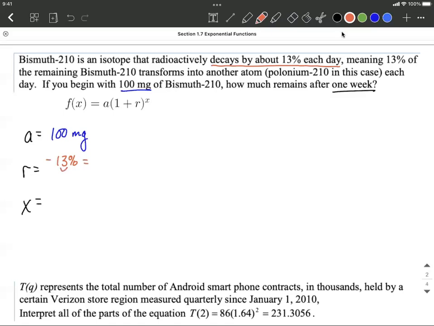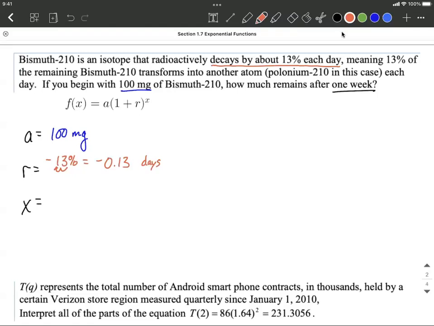Now I'm going to go ahead and move 2 decimal places over and make this into a decimal. So as a decimal, this means negative 0.13. And remember, that's in days. Every day it's going to decrease by 13% of the previous day's amount.